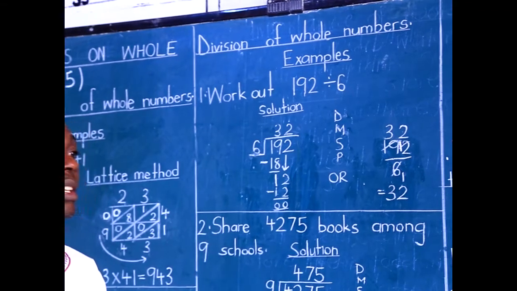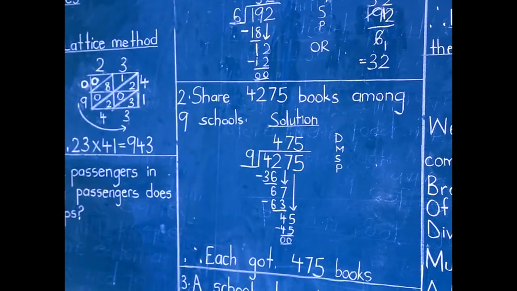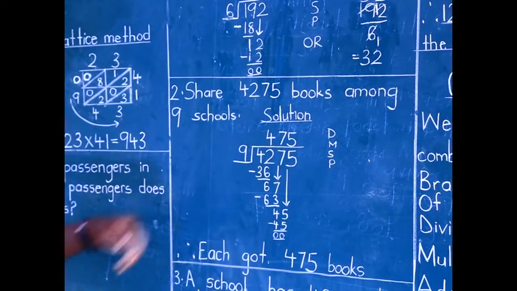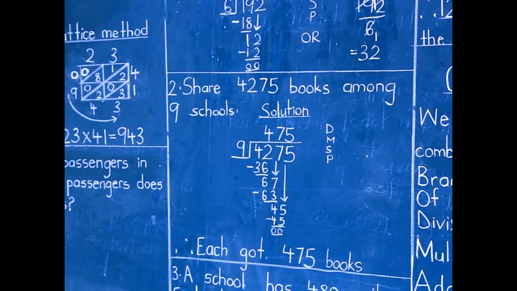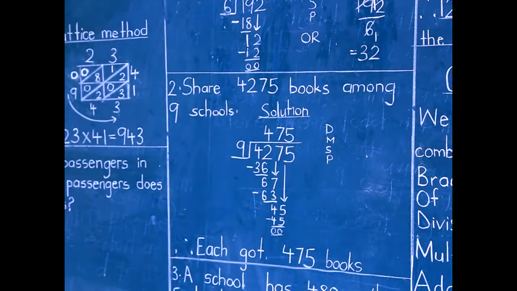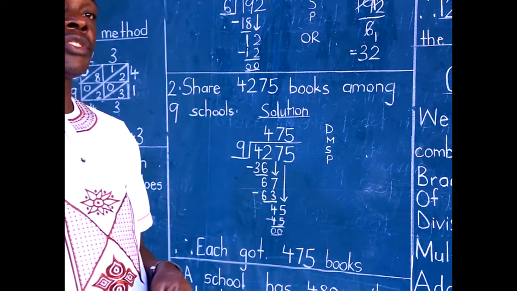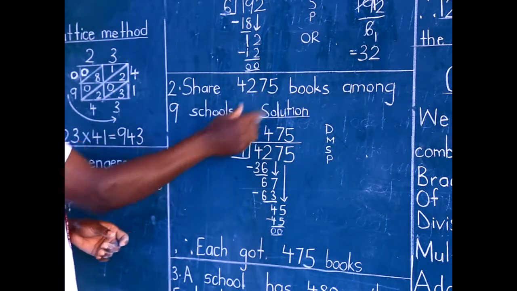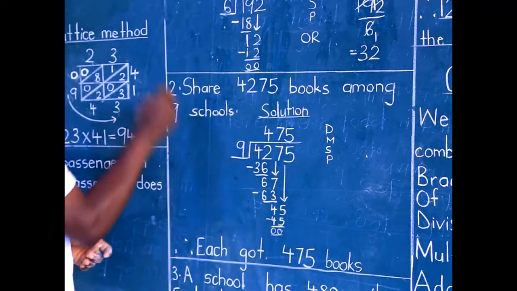Before we look at number 2, example number 2 says share 4,275 books among 9 schools. Remember, to share is to divide. Whenever you hear the word share, it means divide among or between. Now you are dividing among 9 schools. They can as well say distribute. To distribute is to share or to give away, and it calls for division. So we are dividing 4,275 by 9 using long division.